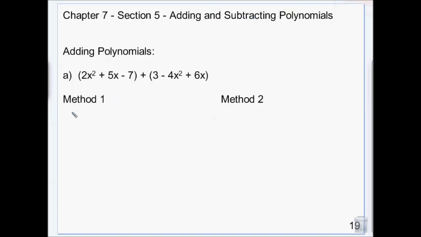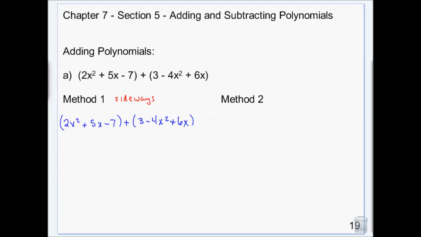Method 1 is to leave it sideways. And then I'm guessing method 2 is to go up and down. So I have 2x squared plus 5x minus 7 plus 3 minus 4x squared plus 6x.